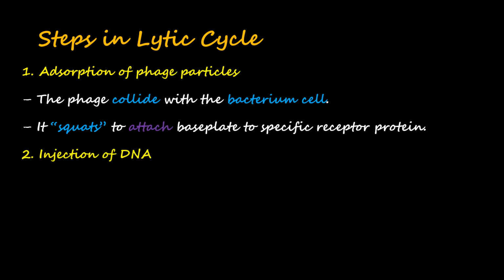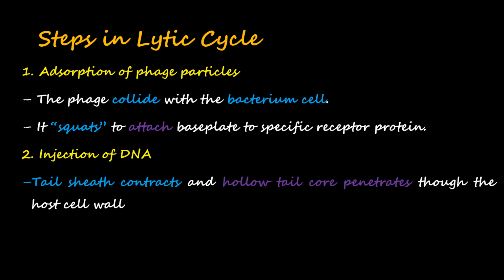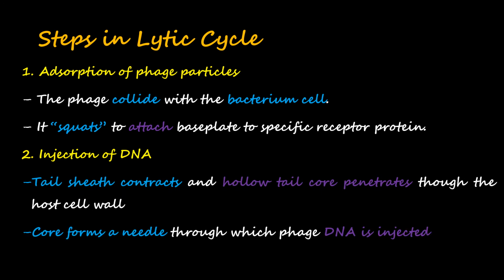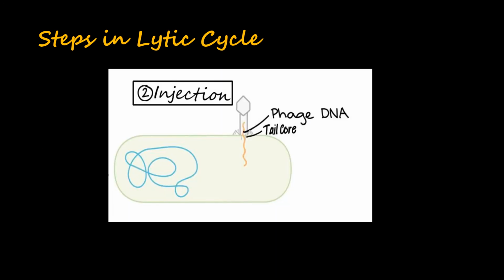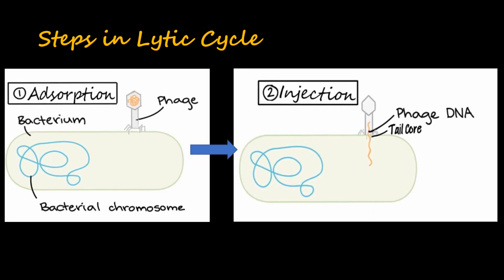Second, injection of DNA. Tail sheath contracts and hollow tail core penetrates through the host cell wall. Core forms a needle through which phage DNA is injected. So the phage DNA is injected via the tail core. So these are the first two steps.